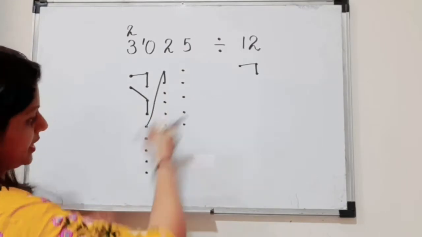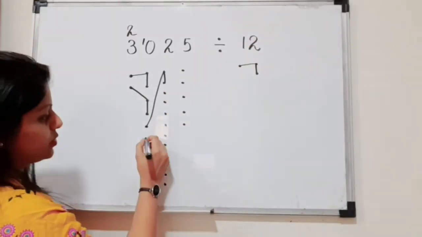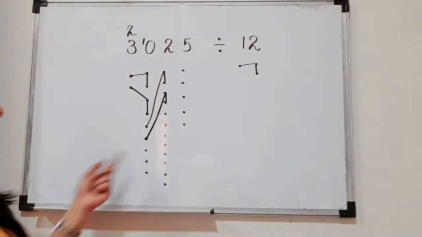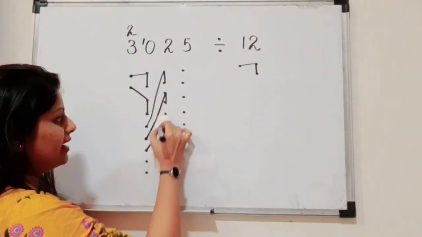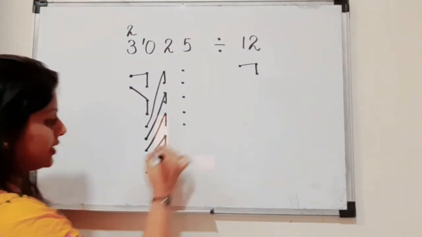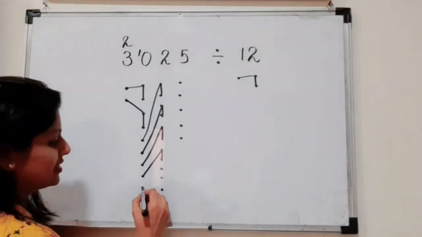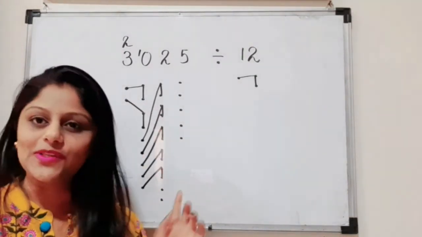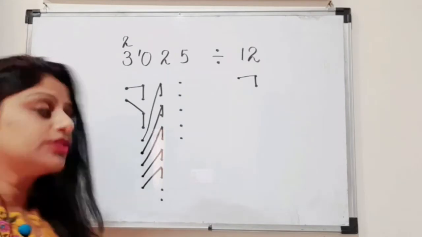Now we will again follow the same rule, that is 1 and 2. So 1 in this and 2 dots in this column. Then again 1 dot in this and 2 dots in this column. Again 1 dot in this and 2 dots in this. Again 1 dot in this and 2 dots in this column. Now you can see this column also we have completed. Moving on to the next column.